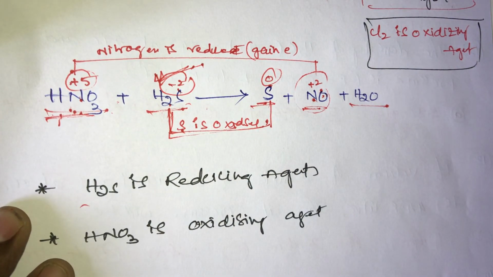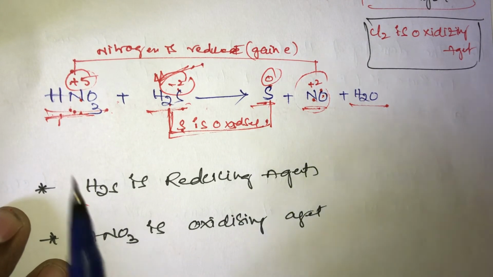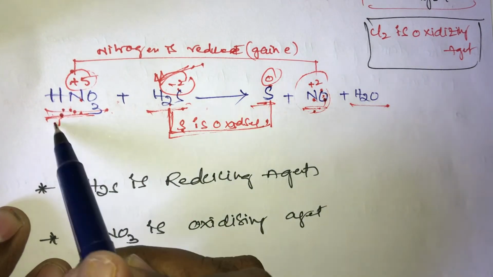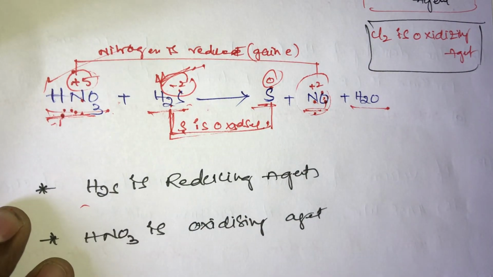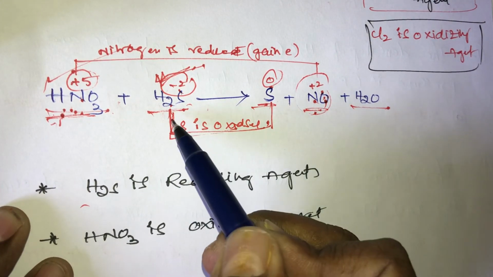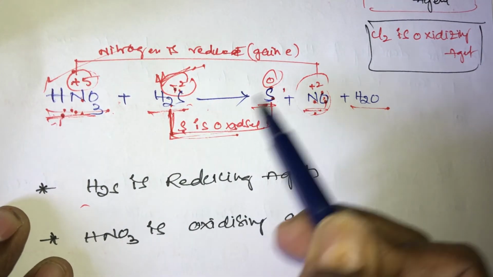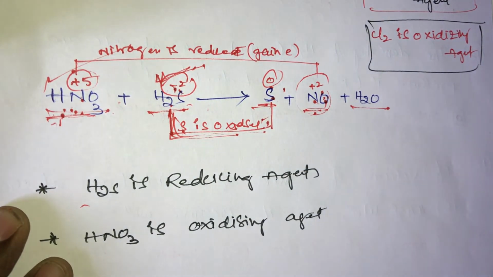This is also very important, students. How to identify the oxidizing agent: the oxidation number decreases. From HNO3 to NO, the oxidation number decreases, so that's why HNO3 acts as the oxidizing agent. And what about the reducing agent? From H2S to sulfur, -2 to 0, the oxidation number increases. So that's why H2S acts as the reducing agent.